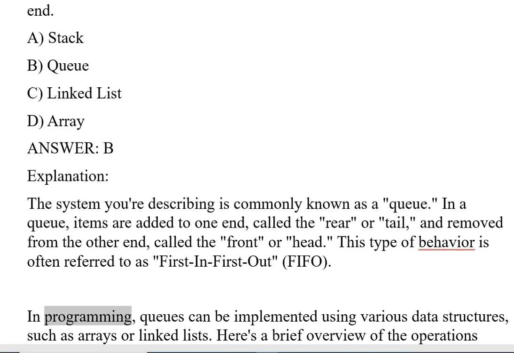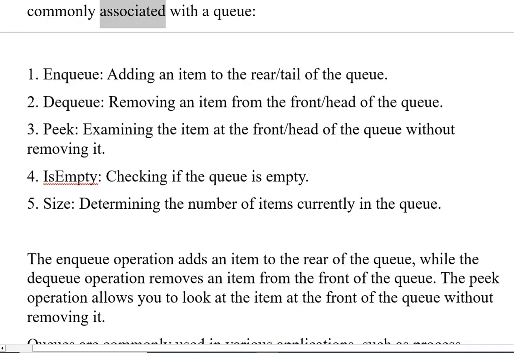In programming, queues can be implemented using various data structures, such as arrays or linked lists. Here is a brief overview of the operations commonly associated with a queue. 1. Enqueue, adding an item to the rear or tail of the queue. 2. Dequeue, removing an item from the front or head of the queue. 3. Peek, examining the item at the front of the queue without removing it. 4. IsEmpty, checking if the queue is empty. 5. Size, determining the number of items currently in the queue.